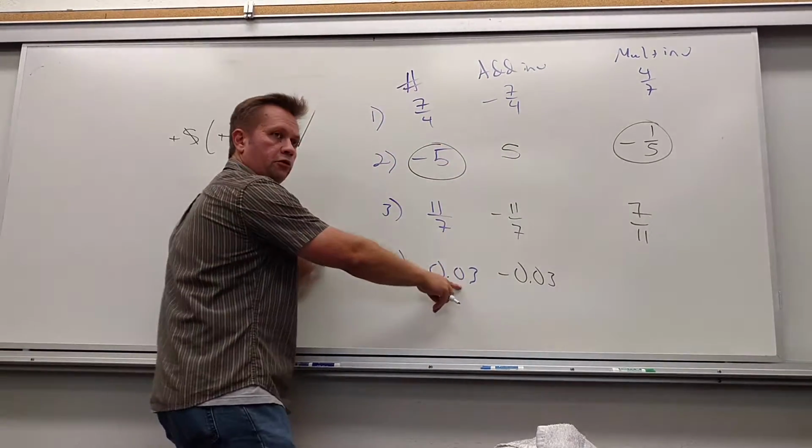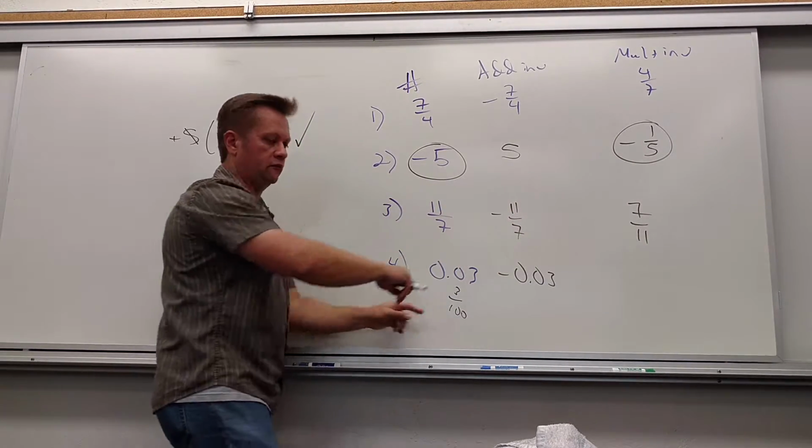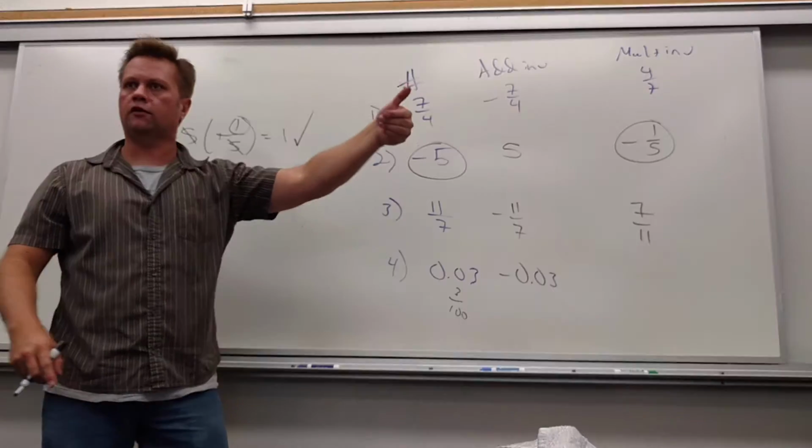Good, I like it. So 0.03 is actually 3 over 100. So what is the multiplicative inverse of that? 100 over 3.